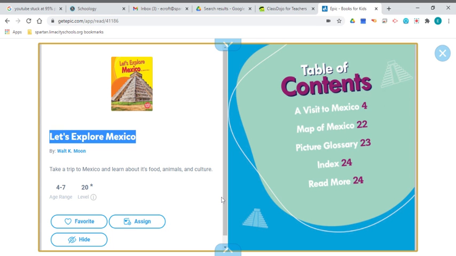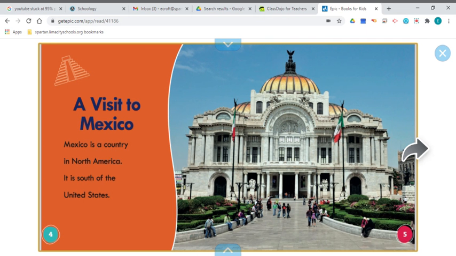Now, this is an informational text, and we have seen a table of contents. We saw it a lot at the beginning of the year when we were looking at that nursery rhyme book. And the table of contents tells us what's in the story and also what page you can find it on. So let's go ahead and read A Visit to Mexico.